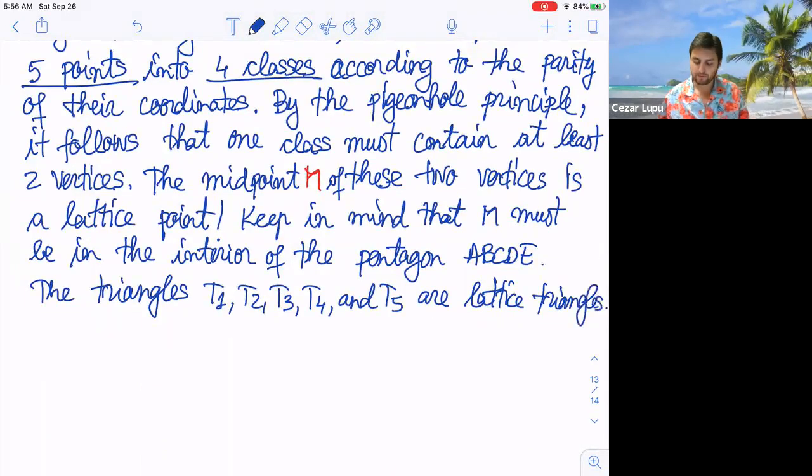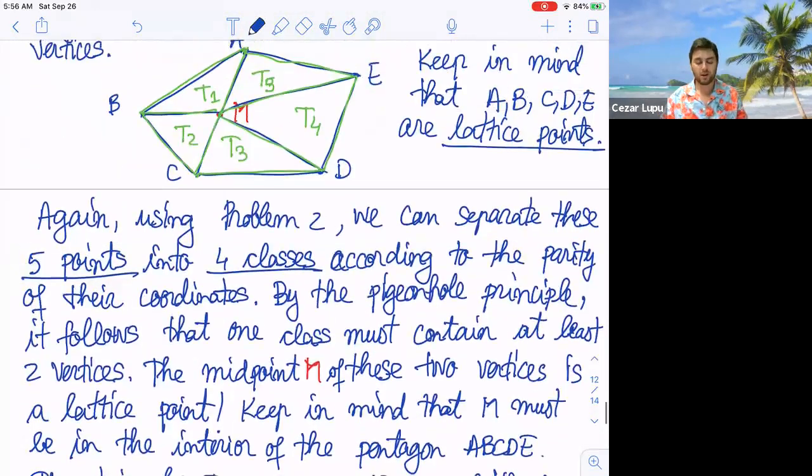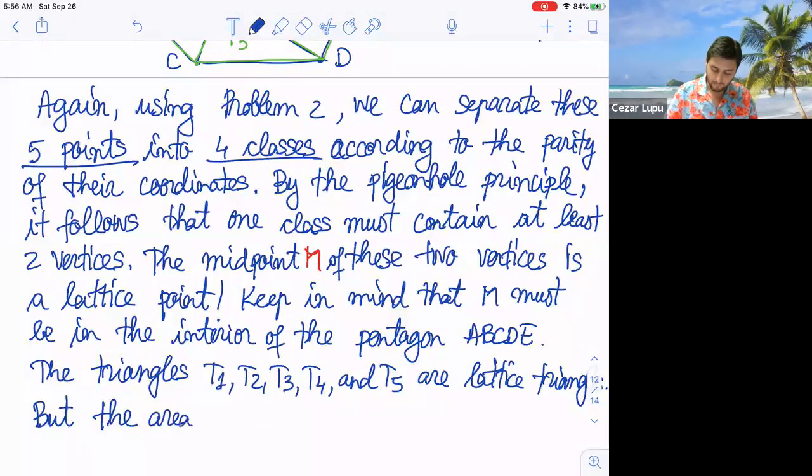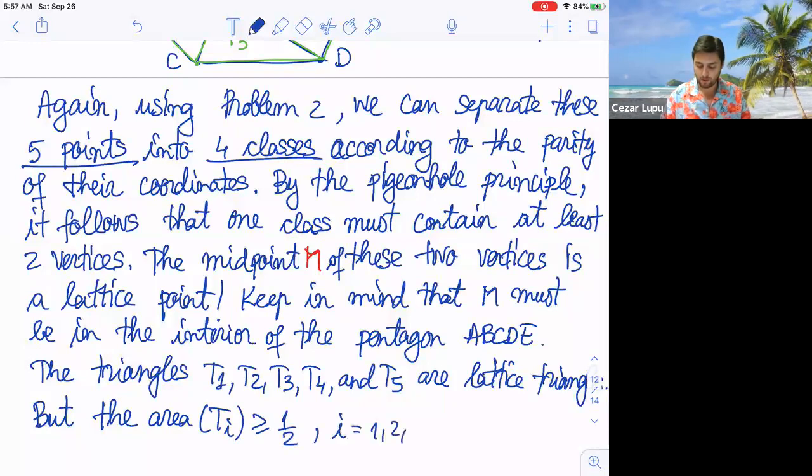In other words, since this is a lattice triangle, we know that the area of any of Ti is greater or equal than 1/2 for i = 1, 2, 3, 4, and 5. So we know that.